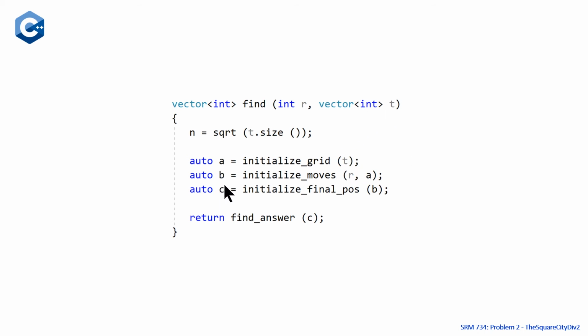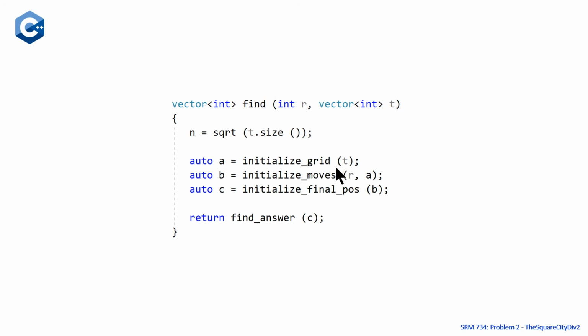Then we're going to calculate B, which is our grid that stores the moves. This is going to be a vector of pairs of integers, and we're passing R, the number of minutes, and A, the grid that we just calculated, into this function. And finally we'll calculate C, which is going to be the final positions where each of the people end up. Once we have C, we can just loop over each element and calculate the 2 numbers A and B that we need.